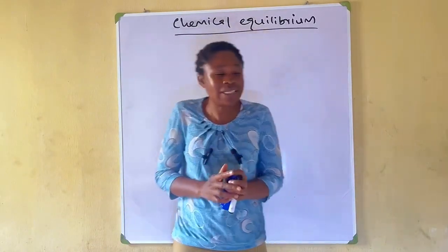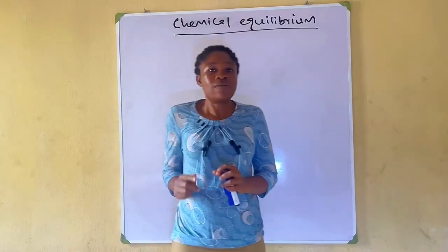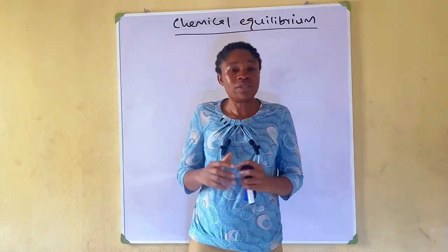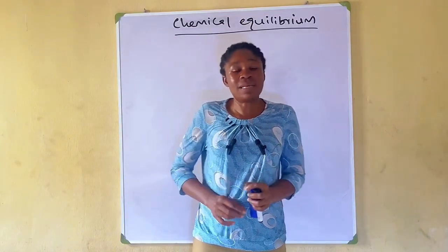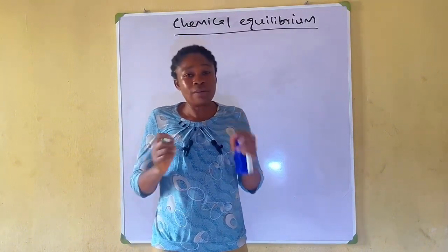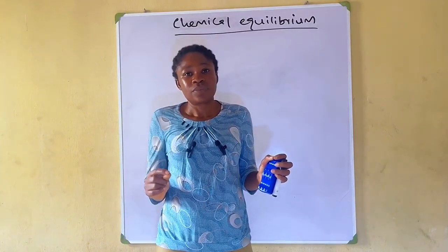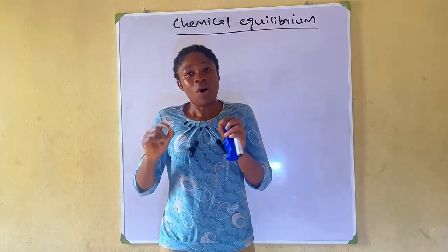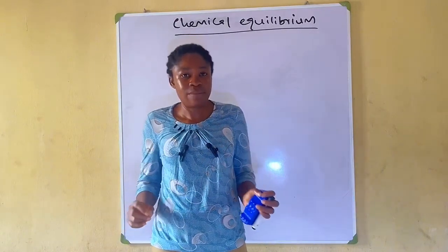Today's lesson we'll be looking at chemical equilibrium. So before I start, let's define what equilibrium means. A system is said to be in equilibrium when there is no observable change in the properties of the system with respect to time.